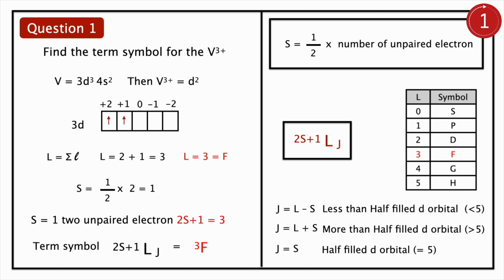Then calculate S. 2 unpaired electrons, 2 multiplied by half gives 1. So S is 1 here, L is F here. Then we go for the J value, but the J value is not in the question. So straight away we find the answer. 2S plus 1, L, is 3F. So our answer is 3F here. The concept you have to learn here is always look at the question, then apply the formula.